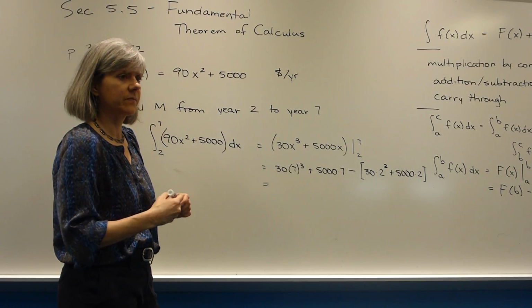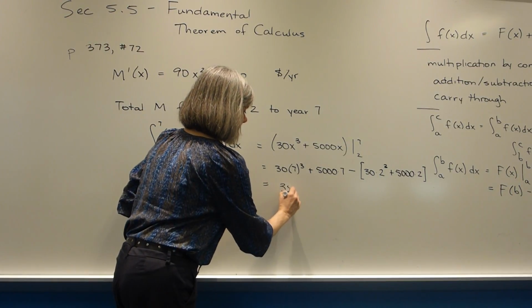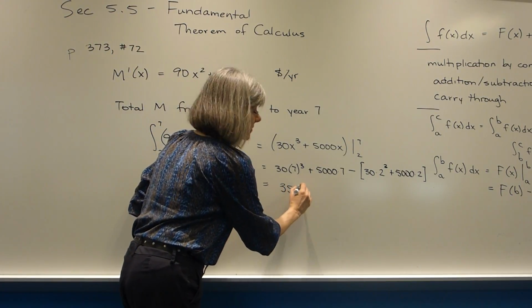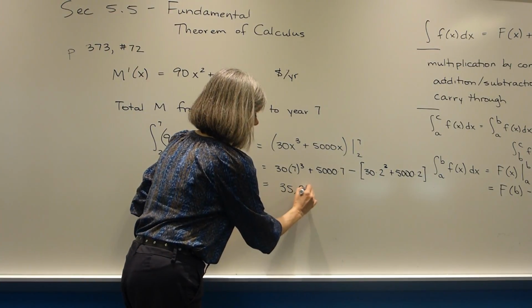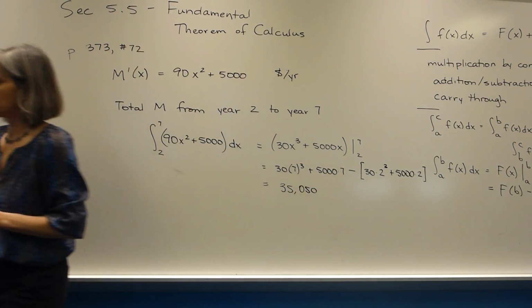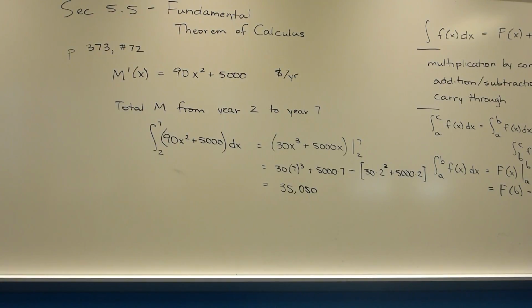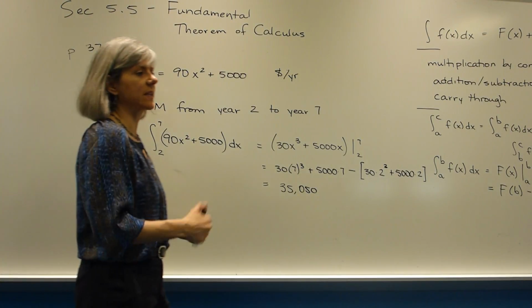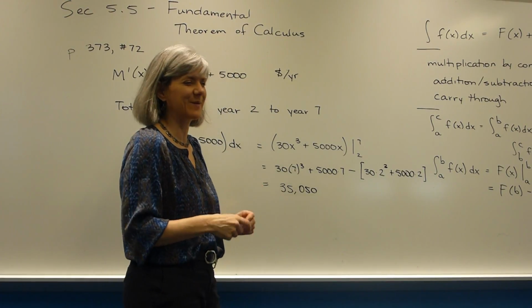I got 35,050. 35,050. It's 35,000. Like that? Yep. Or by the magic of the instructor's edition, the answer's in the back. It's not written right underneath the problem, like usual.